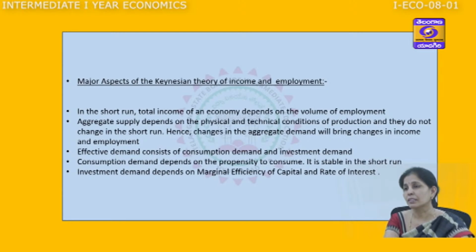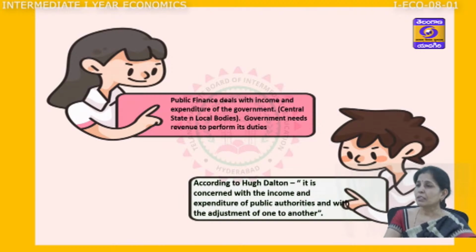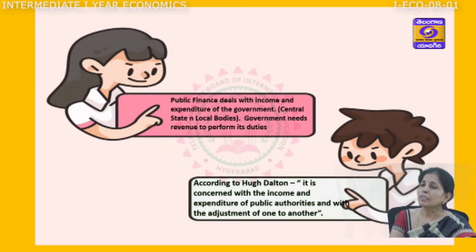The next topic for this chapter is public finance, which is nothing but the incomes and expenditures of the government. So when I talk about the government, it means the central government, the state government, and the local body. But what is the need? The government needs revenue.